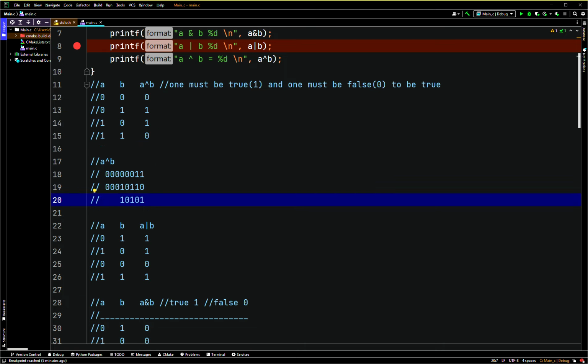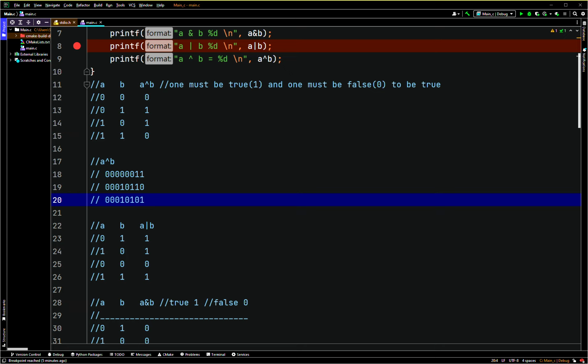A false or a 0 and a false or a 0 is going to be a 0 or a false. And then a false or a 0 and a false or a 0 is going to be a 0. Hopefully I'm saying that correctly. So next one, a false or a 0 and a false or a 0 is going to be a false or a 0.